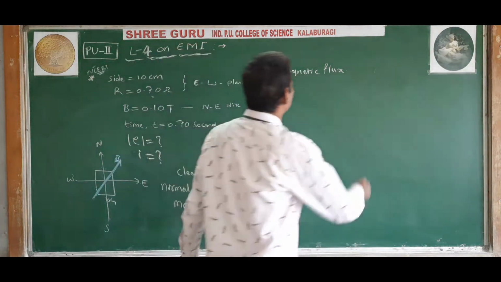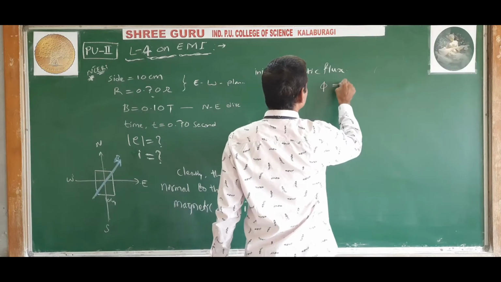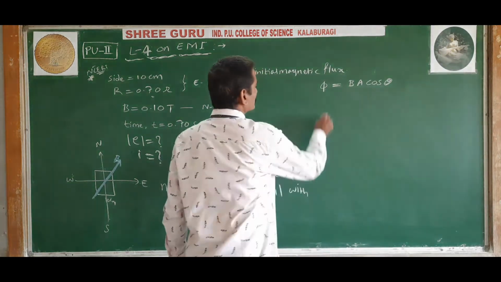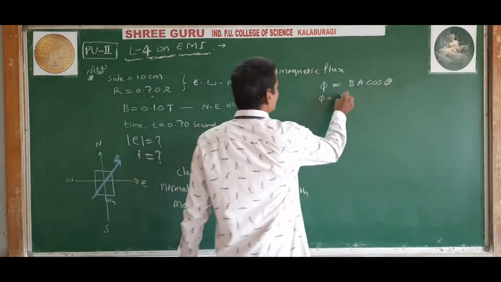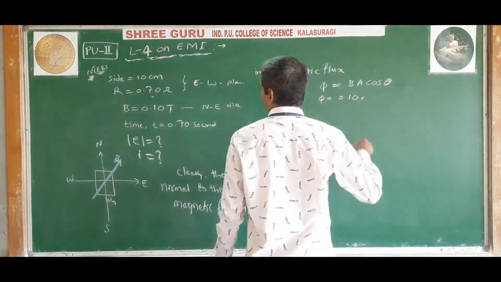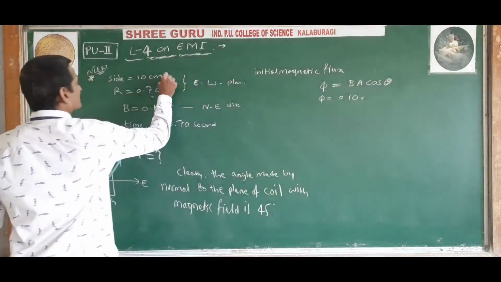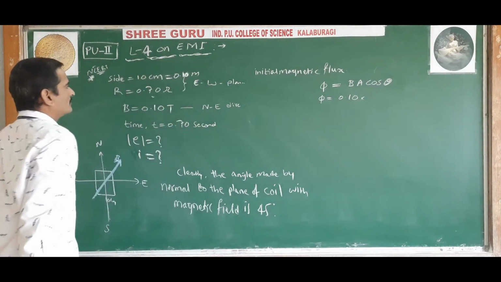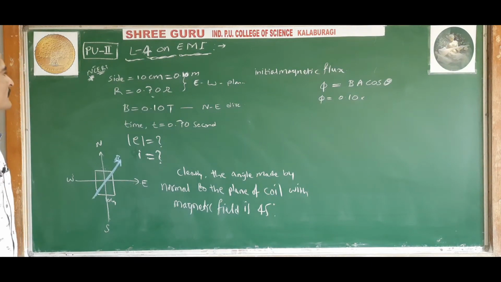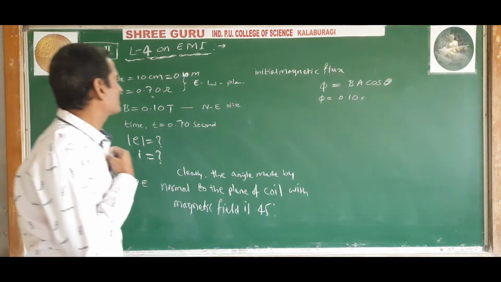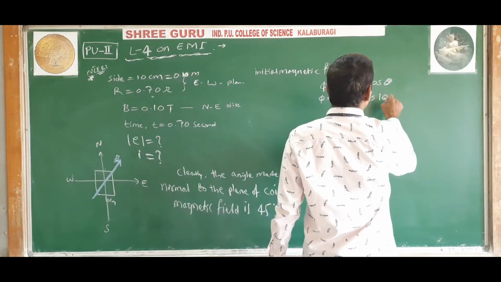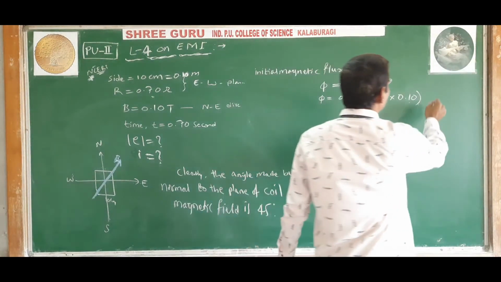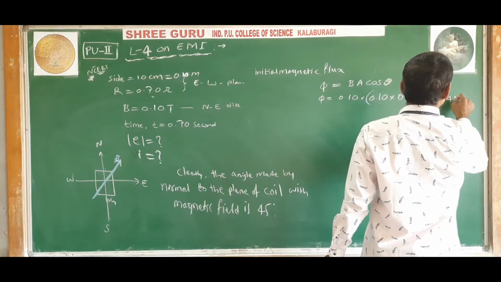So the initial magnetic flux: phi is equal to B A cos theta. The magnetic field is 0.10, and the area of the coil has a side of 10 centimeter, which is 10 into 10 to the power minus 2, that is 10 divided by 100, 0.10 meter. So 0.10 into 0.10, length into breadth, area, into cos of 45 degree.